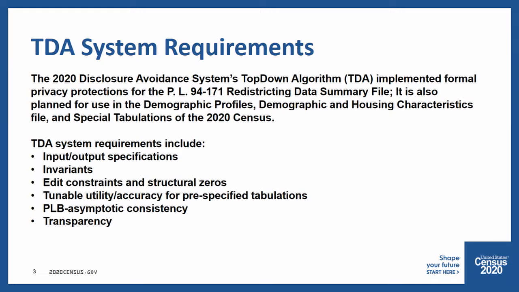Additionally, the top-down algorithm needed to be able to impose the various edit constraints that are used for the census edited file, as well as impose structural zeros. So for example, you can't have a 13-year-old grandmother. So those had to be built in.